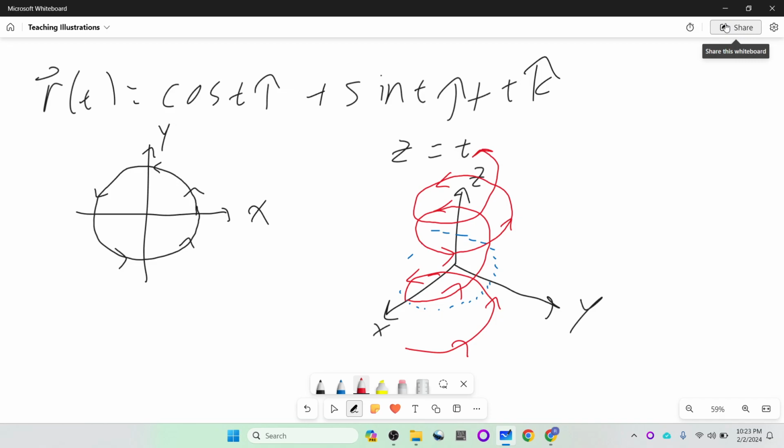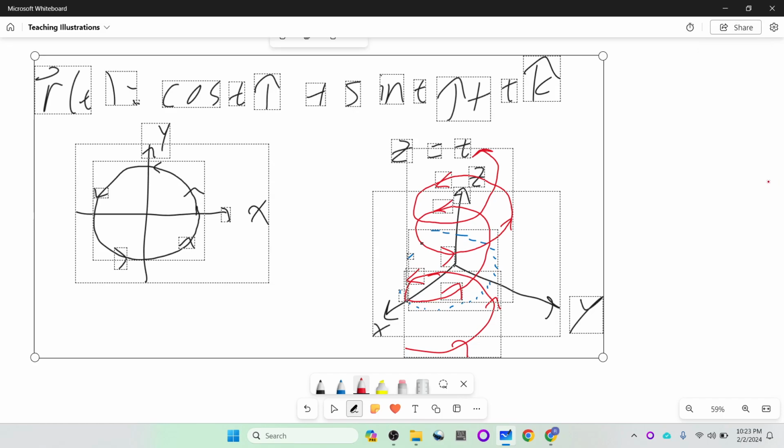And of course, you could do this in the 3D graphing and see it. In fact, I encourage you with these to pull up the graphing software, plot it, and see what you get. Okay, what's next?